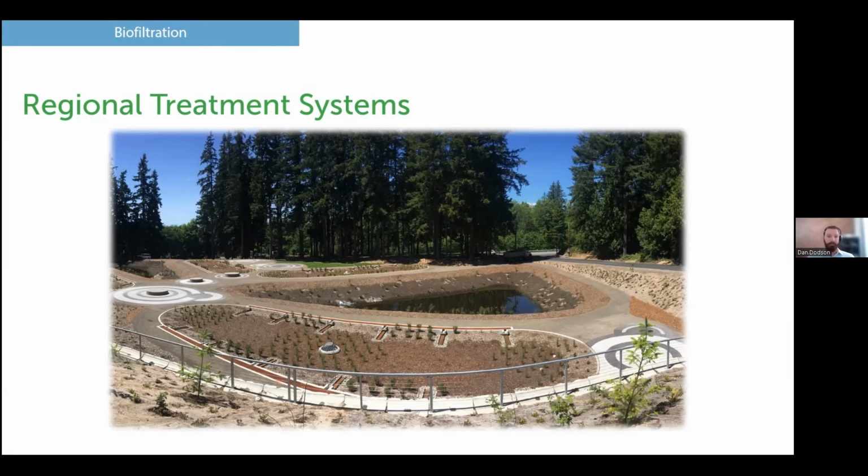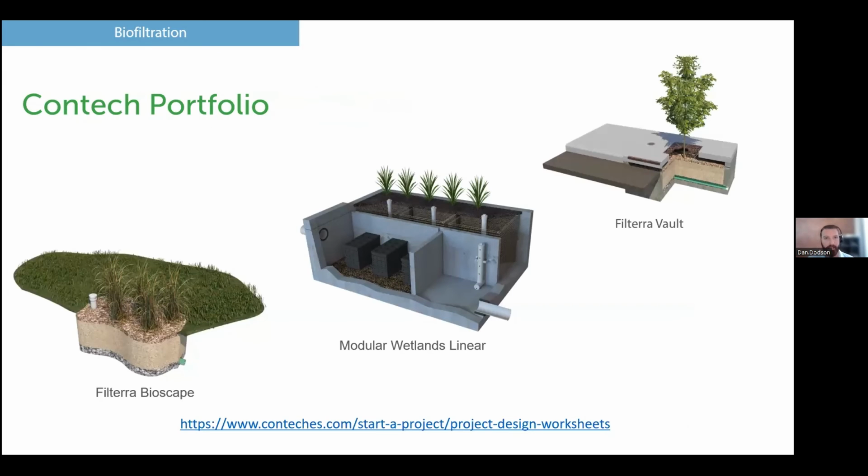So you've seen it with separation, you've seen it with filtration, with biofiltration. What are some available technologies that are out there in the market that you can use? Well, at Contech, we've got a pretty robust portfolio of products that are high rate biofiltration systems. And you've actually seen examples of these in all the previous slides already.